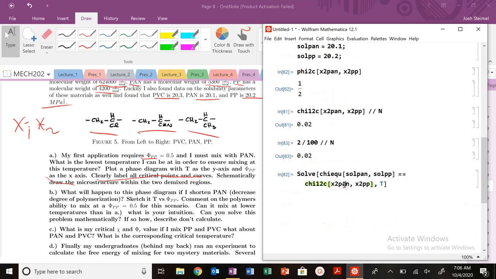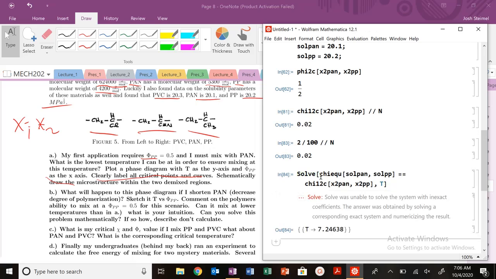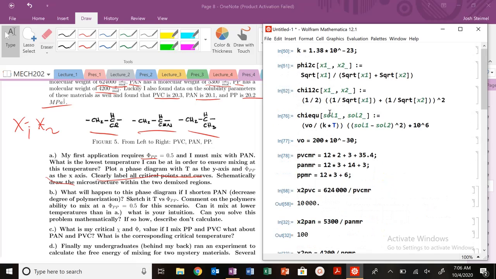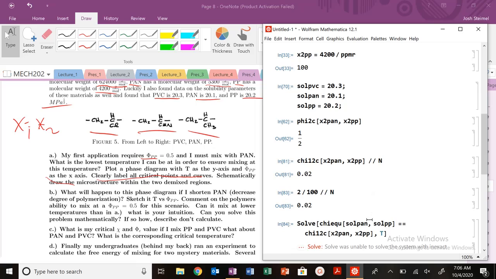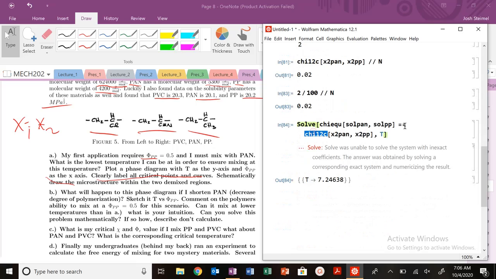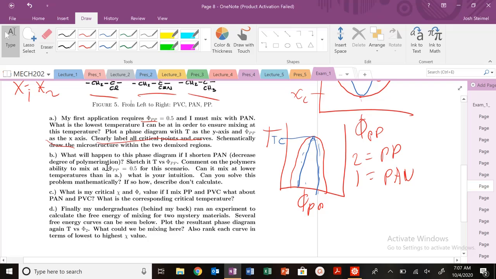And now, if we want to solve for that critical temperature at which everything is going to mix, that lowest temperature, Tc, it's just going to be this. So when does my chi equation above, which we've defined previously, equal this critical chi c? And solve for temperature. So 7 degrees, pretty reasonable. These guys are going to want to mix. So let's go ahead and get to question B.